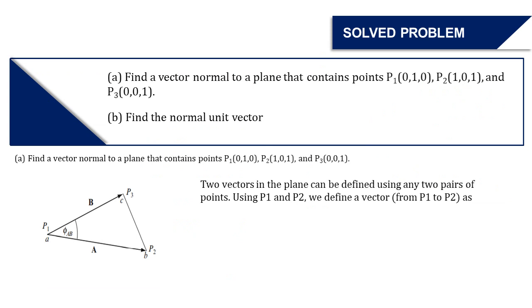So, let's try to solve this problem for us to appreciate or illustrate yung gamit ng vector product. So, in this example, we are tasked to find a vector normal to a plane that contains the points 0, 1, 0, 0.1, 0, 1, and 0.001. And afterwards, we will try to find the normal unit vector.